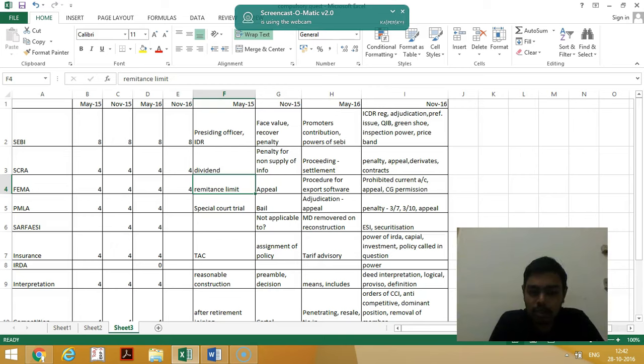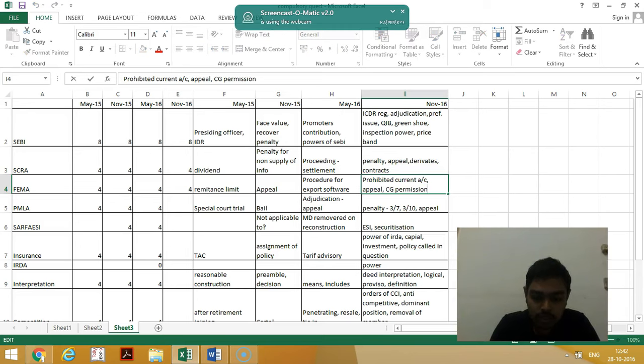Then procedure for export of software they have asked in May 16, and November 16 we can expect prohibited current account transaction. Then appealing provisions, central government powers, central government permittable transaction. Then most thing is liberalized remittance scheme you can touch.